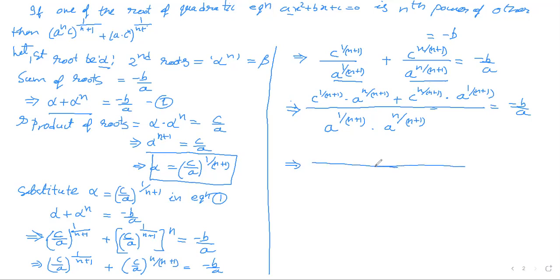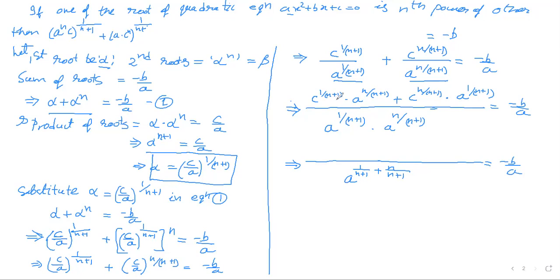Now in the denominator, both have the base a. Both of them have the base a. So powers can be added. Is that clear to you? Yes, sir. When both the bases are equal, so a to the power 1 upon n plus 1 plus n upon n plus 1. Is that clear to you? Yes, sir.